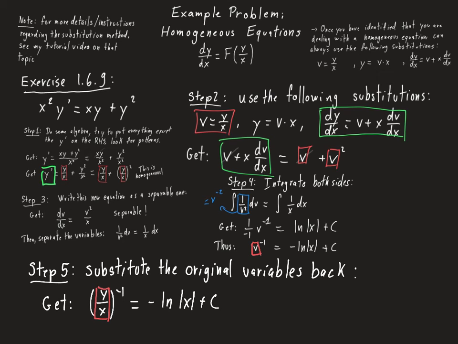All right, let's see if maybe we can get this, hopefully, in an explicit form. Now, y over x to the negative first power just means you take 1 divided by whatever was raised to the power. 1 over a fraction is just that fraction flipped. So in other words, what we get here is now x over y is equal to negative natural log of the absolute value of x plus c.